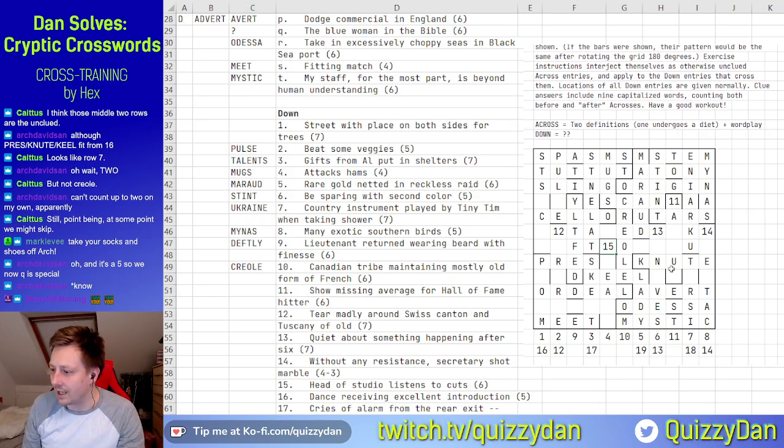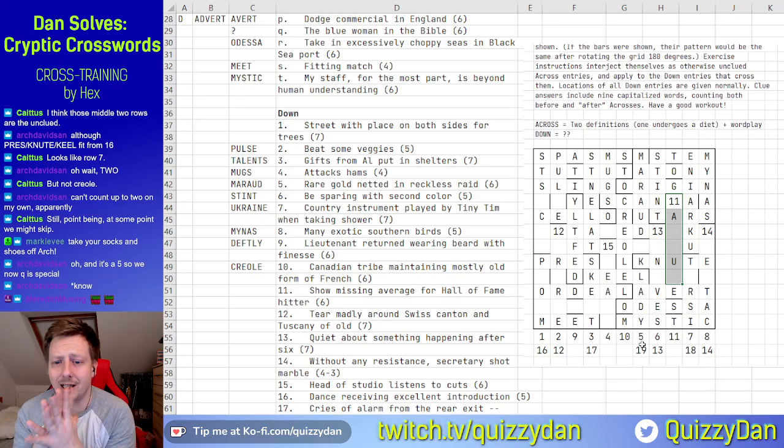So 11 down, which goes here. And probably is reversed. Almost certainly is reversed. Show missing average for Hall of Fame hitter. Average for Hall of Fame hitter. Isn't that RBI or something like that?